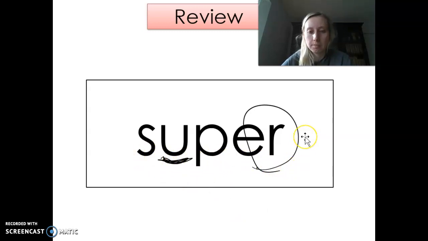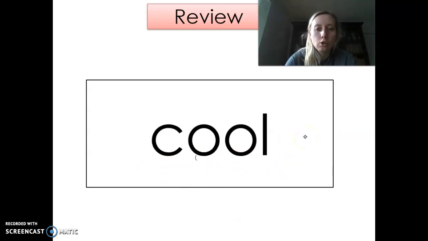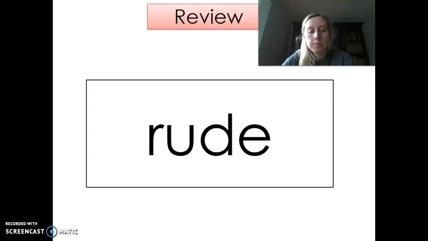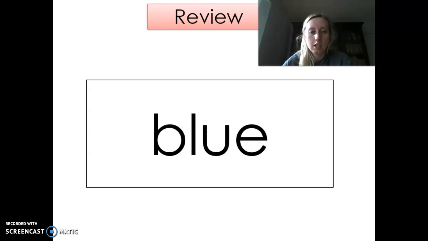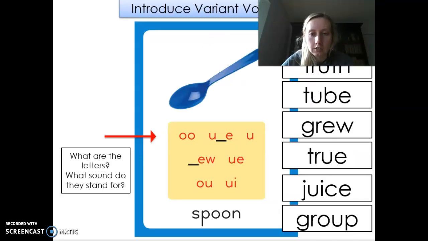Super. Super. Okay, we know oo says oo. 3, 2, 1. Cool. Okay. Roo. 3, 2, 1. Rude. Okay. EW says oo as well. 3, 2, 1. Drew. Okay, we know UE says oo. 3, 2, 1. Blue.